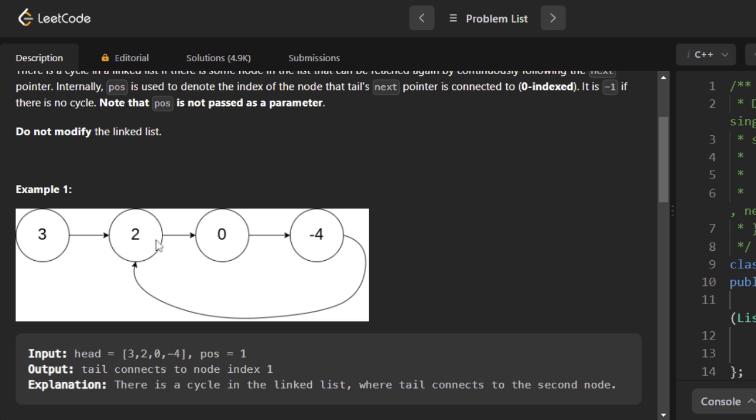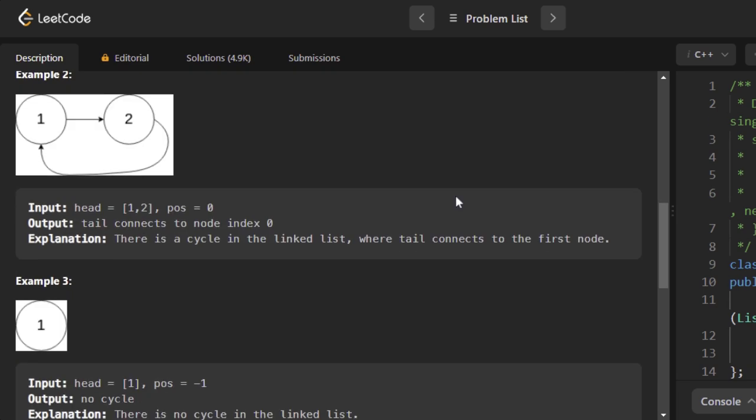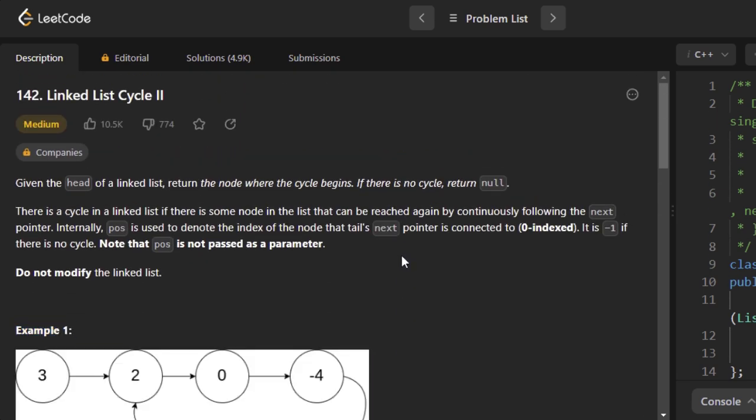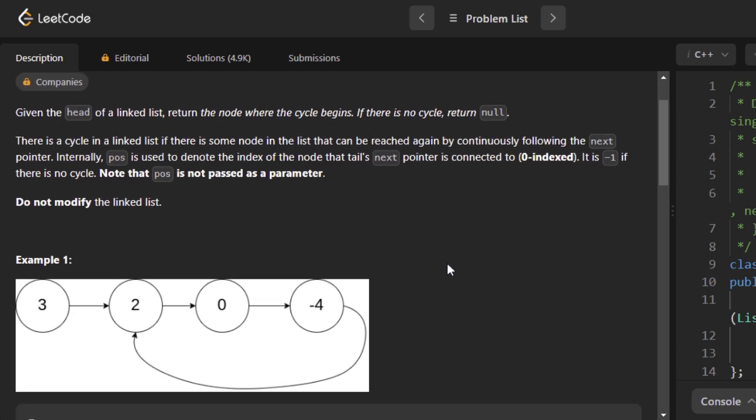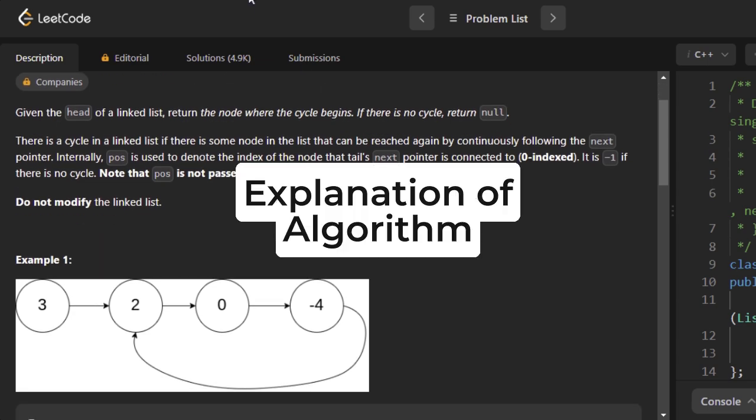As we can see in the first example, the cycle is starting from here. So we need to detect this position and return that in the solution. Basically, we will be given just the head and we need to return the position from where the cycle is starting. So I hope that makes the question very clear. Let us quickly jump to the whiteboard to understand the solution and the intuition behind it.